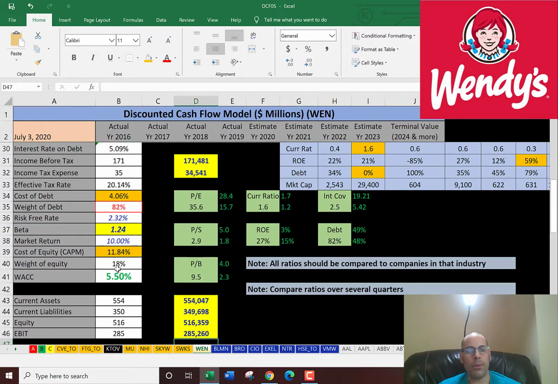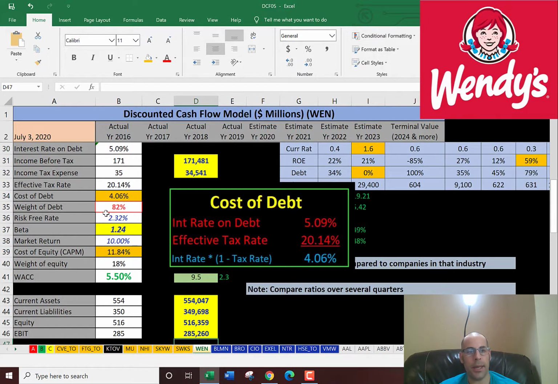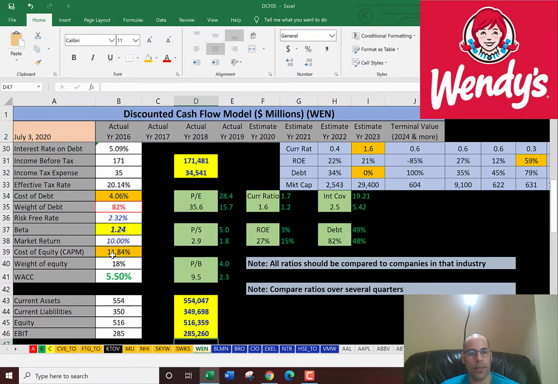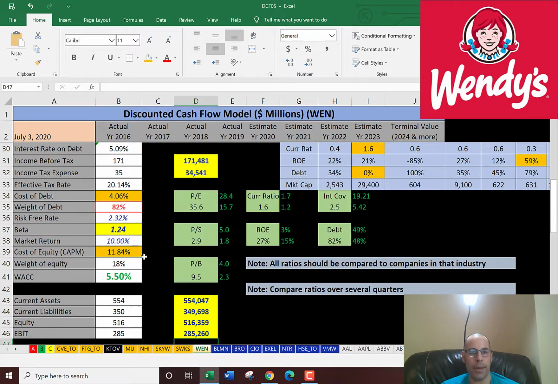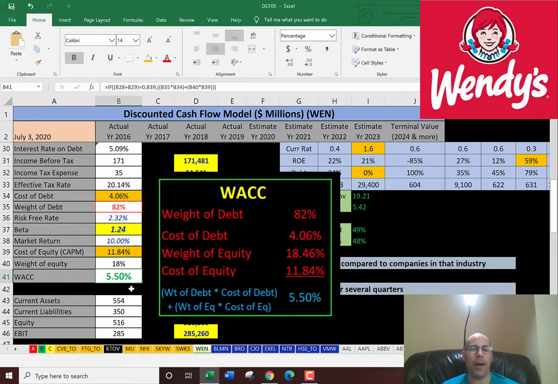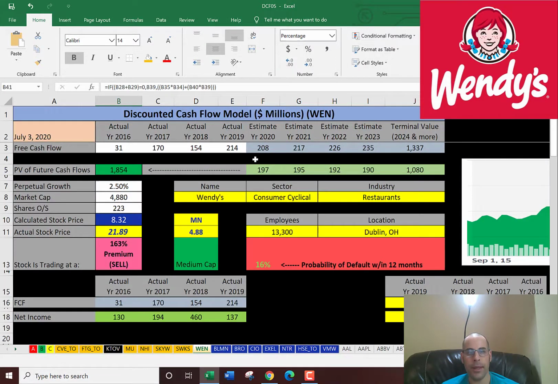So now we know the weighted average cost of capital. It's a blend of the cost of debt, which is 4.06%, and they have 82% debt in their capital structure. You combine that 4.06% with the cost of equity, the 11.84%, and to figure out cost of equity, we use the capital asset pricing model. And the equity in their capital structure is 18%, so they're much more debt than equity, a bit leveraged. The weighted average cost of capital is 5.5%, and that's what we're going to use to discount the future cash flows by. So we estimated 4 years of future free cash flows. Then we did a terminal value, which is all years past year 4.